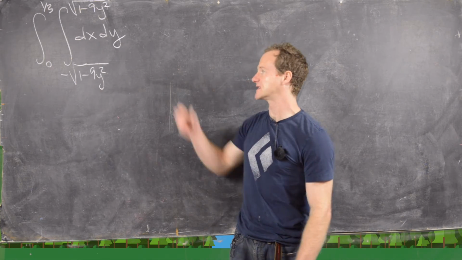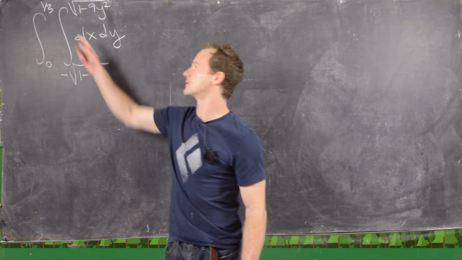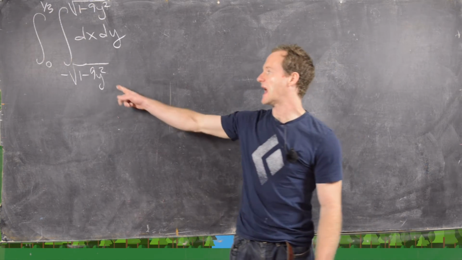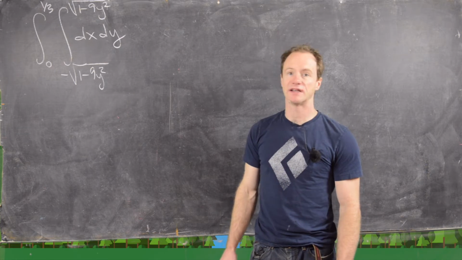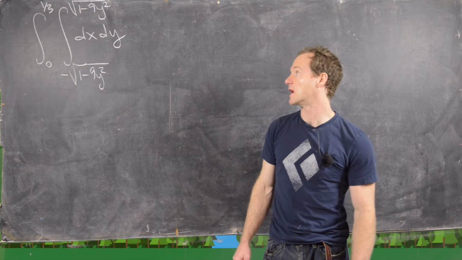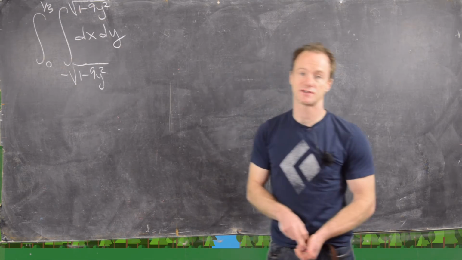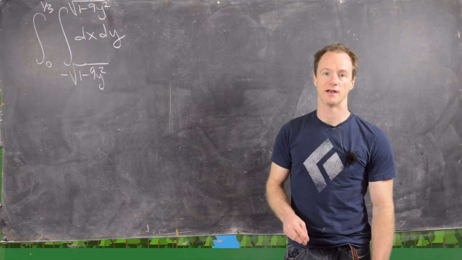Okay, so for our last example, we'll look at this following iterated integral. We've got a y integral from 0 to a third. We've got an x integral from negative the square root of 1 minus 9y squared, to positive the square root of 1 minus 9y squared. So we obviously have the x integral on the inside and the y integral on the outside.